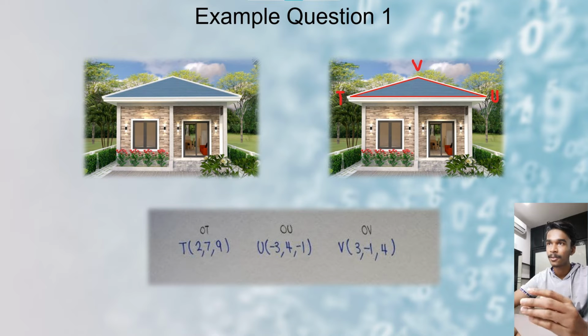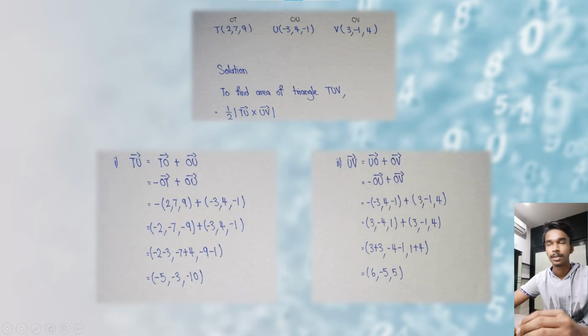The values of TUV are given below. First of all, we should mark the value of T as OT, U as OU, and V as OV. This is to make it clear and easy when you're performing solutions or calculations. Now let's look at the solution. In order to find the area of triangle TUV, we need to know the formula, which is 1/2 modulus product of vector TU and vector UV.